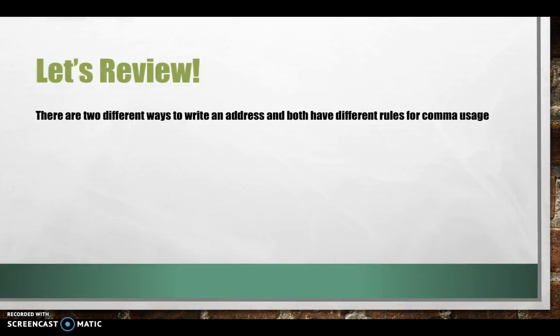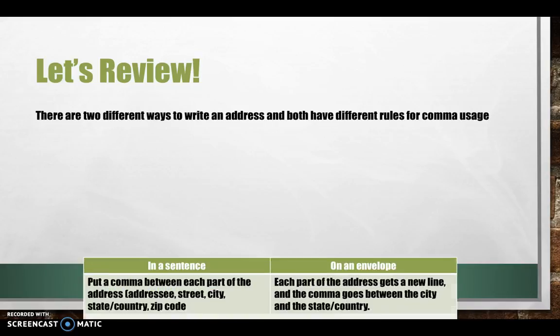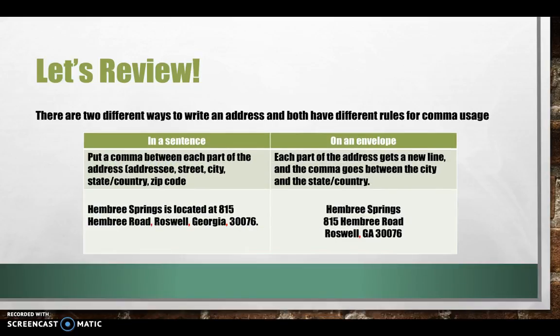Let's review. There are two different ways to write an address. Both have different rules for where you put your commas. You can either write an address in a sentence, or you can write an address on an envelope. And this chart explains the differences. In a sentence, you put a comma between each part of the address.